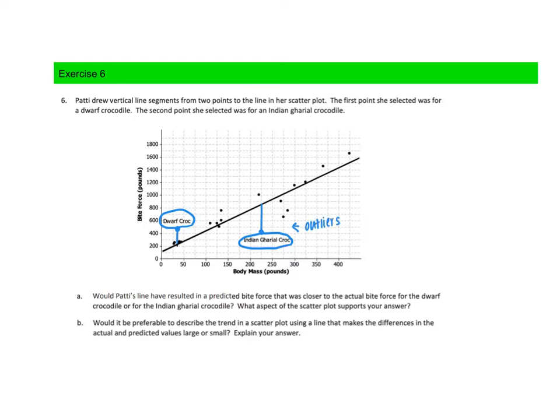So we knew that that was going to be the case. Basically, our first question says, would Patty's line have resulted in a predicted bite force that was closer to the actual bite force for the dwarf crocodile or the Indian crocodile? Her prediction was closer for this one because it's closer to the line of best fit, so that's why it's a more accurate prediction.